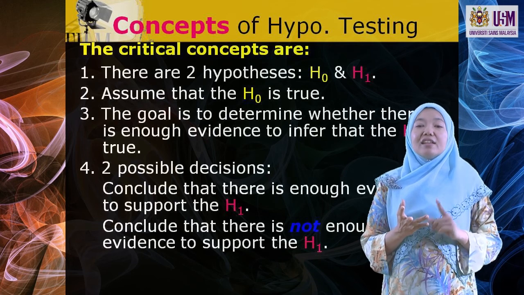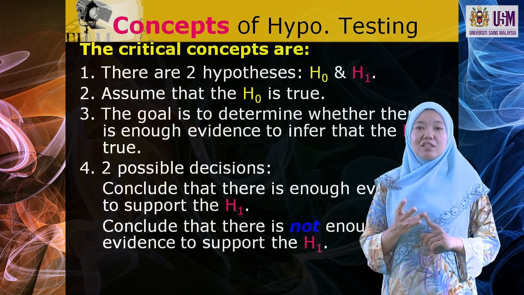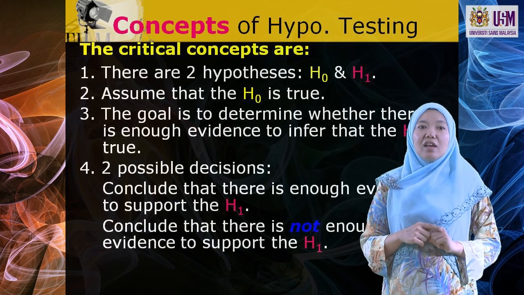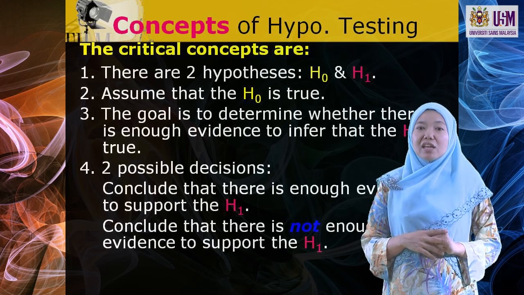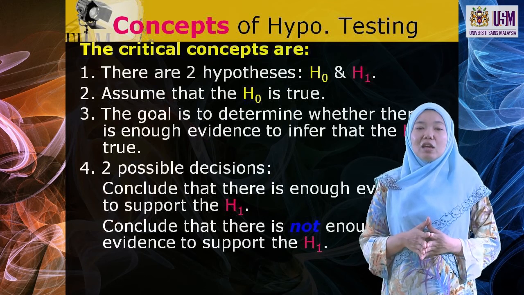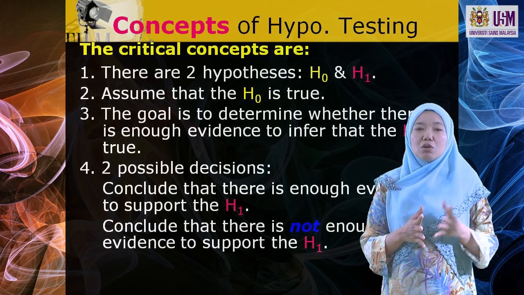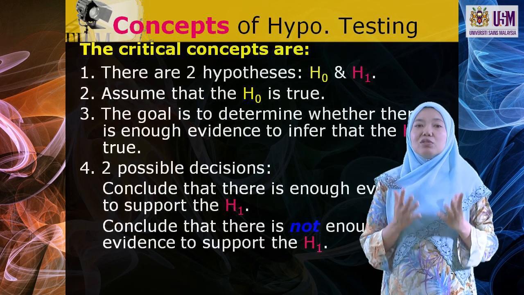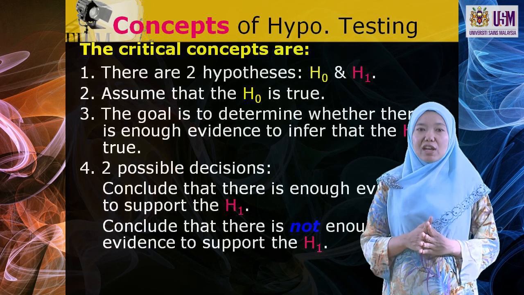What is H0? That is your null hypothesis. What is H1? That is your alternative hypothesis. And we always start with the assumption that H0 is true. Just now, in the courtroom, we always assume that the defendant is innocent. So that is the premise of our discussion.